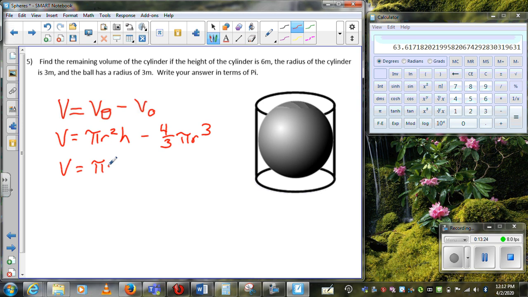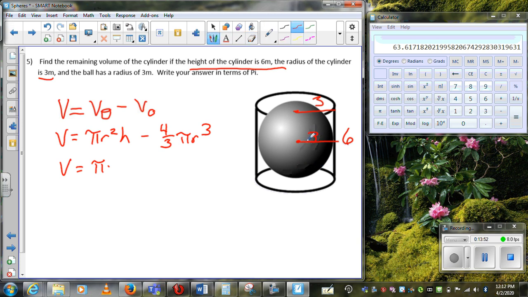So this is pi times radius here. So it says find the volume of the cylinder. The cylinder has a height of 6, so that means this has a height of 6. And the radius of the cylinder is 3. So that means from here over is 3. Now that also means from here over is 3. Anywhere here from here over is 3. So what that means is the radius of our sphere is also going to be 3.